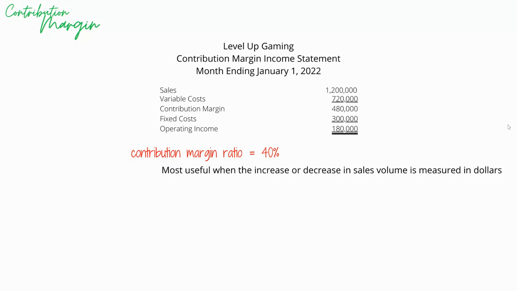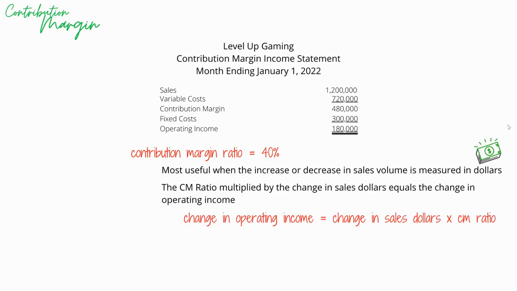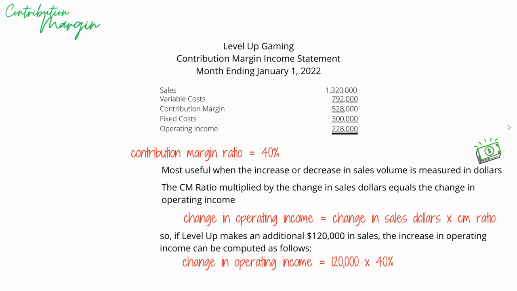This is most useful when the increase or decrease in sales volume is measured in dollars. The CM ratio multiplied by the change in sales dollars equals the change in operating income. So if Level Up makes an additional $120,000 in sales, the increase in operating income can be computed as follows. We'll take $120,000 in sales times 40%, and we'll get a $48,000 increase.